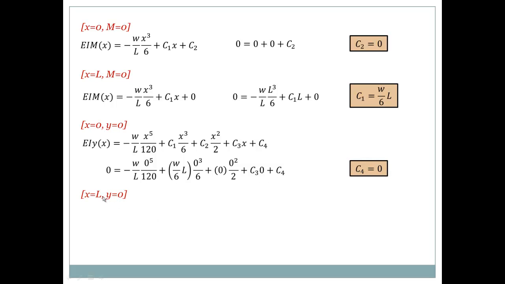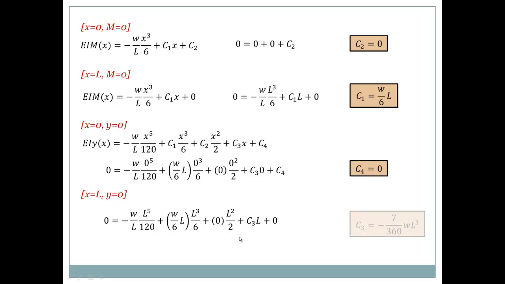And for the last boundary condition, when x equals L, y equals 0. So I go to the same equation, and now I take out all the x's and put L's and equate this to 0. And if I solve this, I'll end up having C3 equals minus 7 over 360 WL cubed.